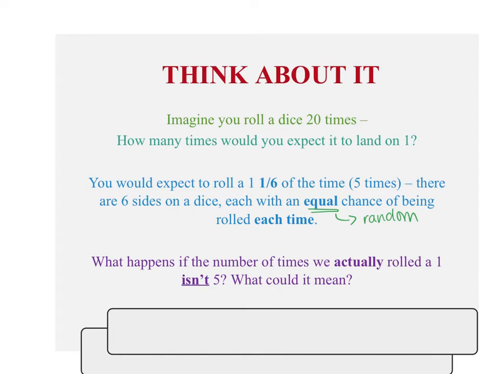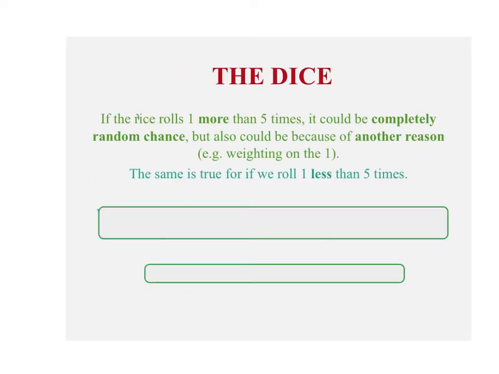However, what does it mean if we didn't actually roll 5 ones out of those 20 times? What reasons could there be for that difference? So you can pause now, have a think, why is that variation, that difference between what we expect to happen and what actually happens, the observed values for that variable. Now if the dice rolls a 1 more than 5 times, it could be completely random, could be to do with just the way that life's going that day, but there could also be another reason, and that's the whole idea about this chi-squared test.